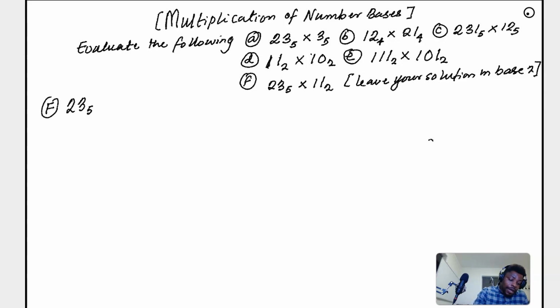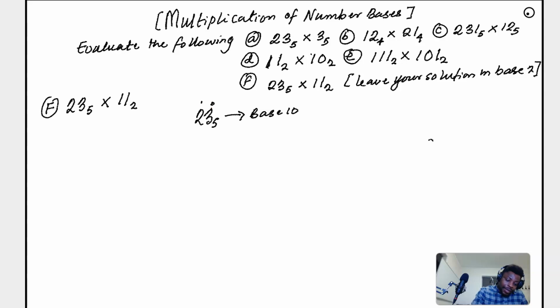23 in base 5 times 11 in base 2. Whenever you are multiplying two numbers in different bases together, the only method you can apply is to convert each of those numbers to base 10. Let's do that. So 23 in base 5, we convert to base 10.